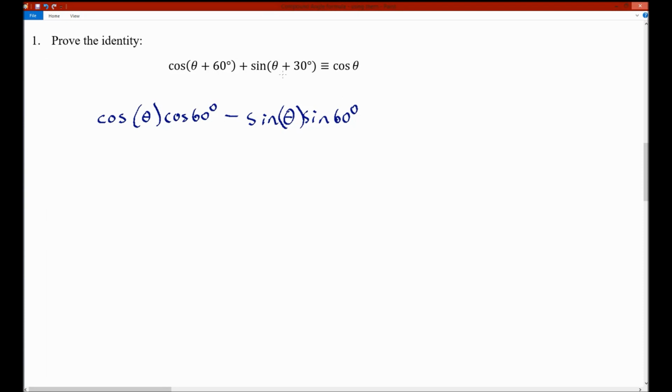And then we've got to add on what sine of theta plus 30 degrees is. So that would be, using the compound angle formula for sine A plus B, sine of theta cos of 30 degrees. That's a very dodgy S. Better. Plus sine of 30 degrees cos theta. And there we go. We've done the first step.